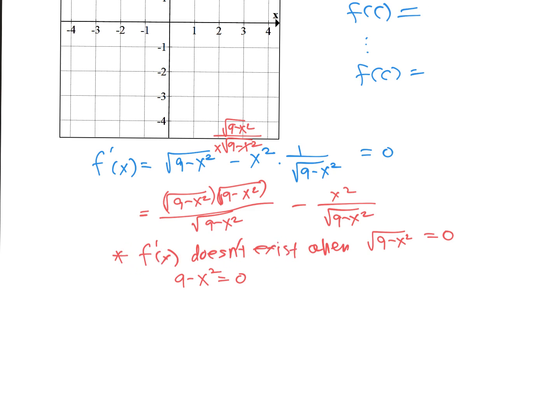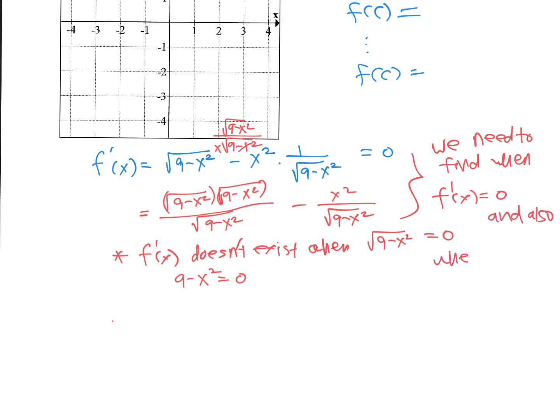So what am I trying to say? We need to find when f prime of x is equal to 0, and also when f prime of x does not exist. So when is it 0? I have to look at the top. When the top is 0, that's when your derivative is equal to 0. When the bottom is equal to 0, that's when the derivative doesn't exist, right? So this one you have to do a lot more stuff.